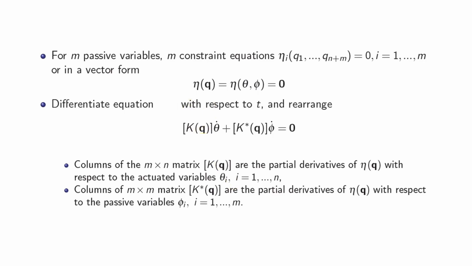So let us start. For the m passive variables, we have m constraint equations, which are eta i of q1, q2, etc., up to q n plus m, equal to 0. So this is a general form, but basically there are m constraint equations of the form eta of q equal to 0. So it is a vector equation. We can differentiate this equation with respect to time.